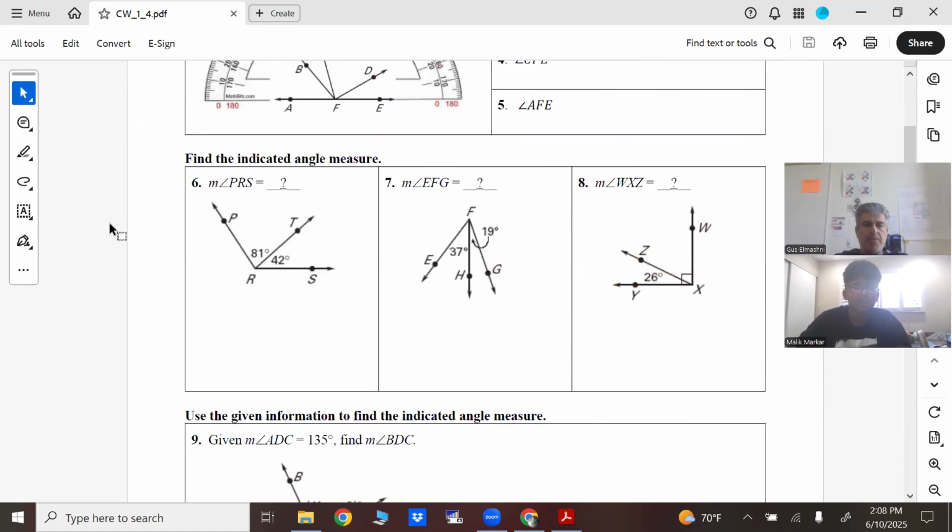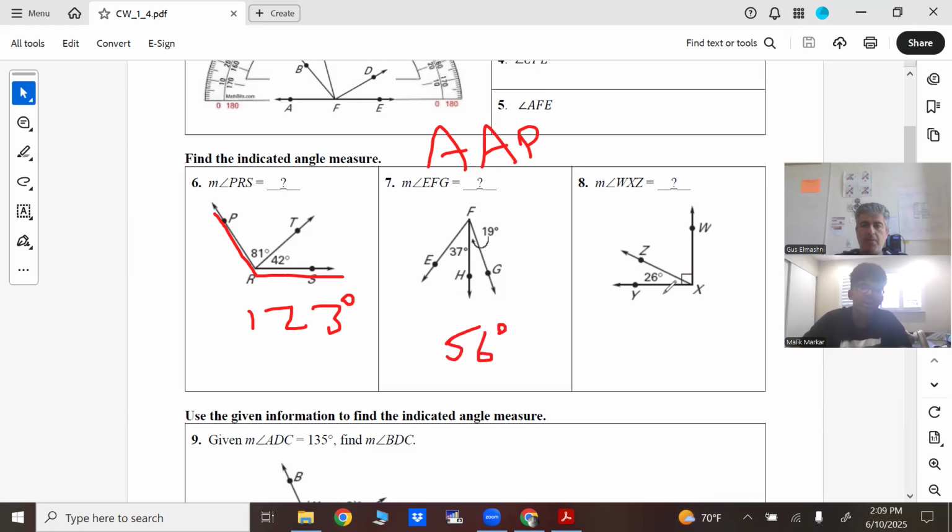For here, obviously, PRS, we call this AAP for short, the angle addition postulate. If you add that up, that will be 123 degrees. So I'm adding both 81 and 42 together. Here, EFG would be 56 degrees. And then this would be 50. WXC would be 64 degrees. Okay, let's keep going.